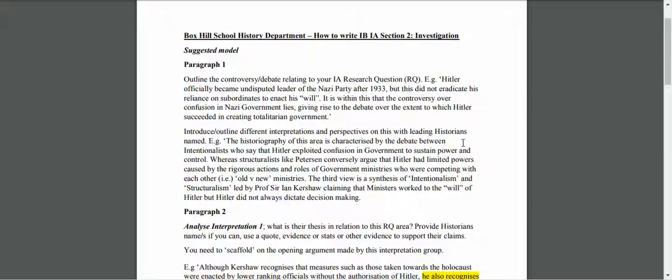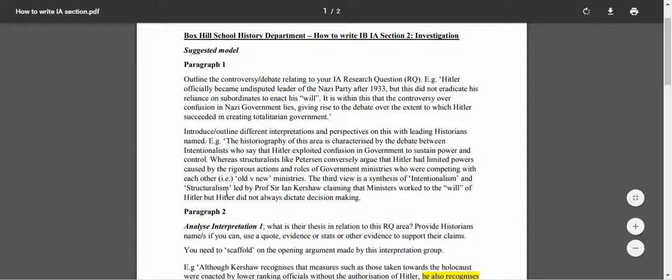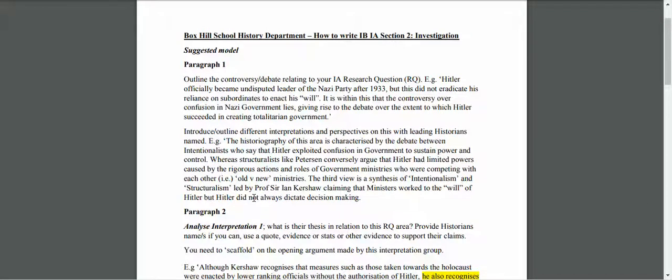There's also another view, which is a kind of combination of the two. A third view is a synthesis of intentionalism but also structuralism, and somebody like Professor Sir Ian Kershaw follows this, claiming that in many ways the ministers of Hitler worked to his will, what they thought he wanted, and that he didn't always dictate decision making. However, Kershaw also accepts that at key moments Hitler was very much in charge, and we see this more evidently and explicitly when war breaks out and Hitler takes real control over his generals as things begin to get worse for the Nazis after the failure at Stalingrad.